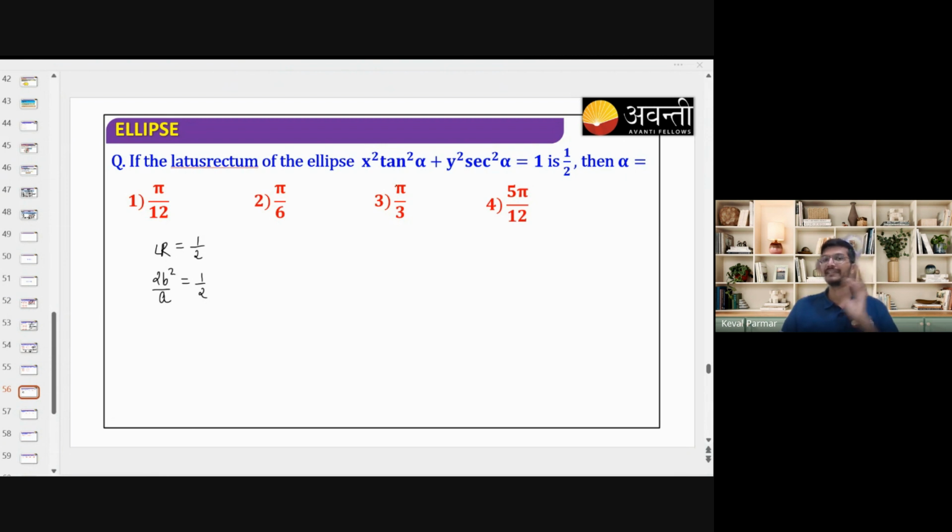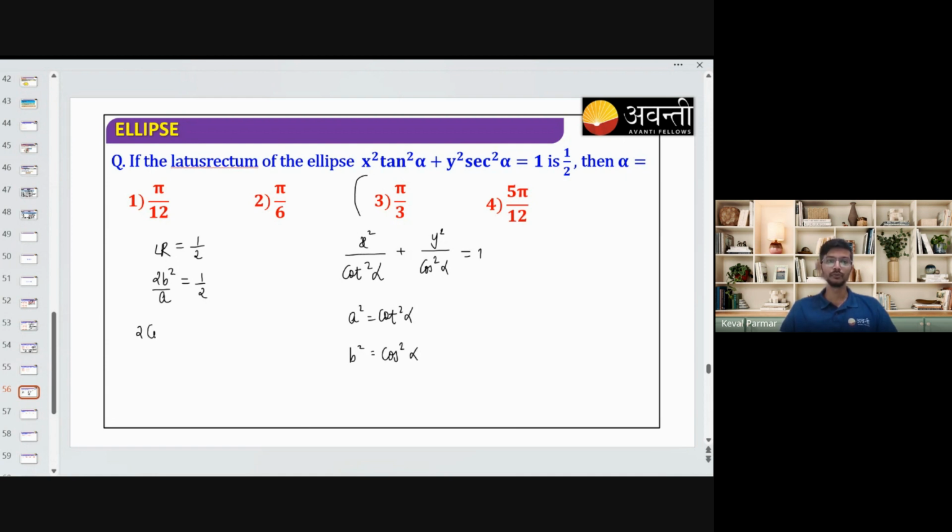Here, this is the equation of ellipse. I can rewrite it as x square upon cot square alpha plus y square upon cos square alpha is equal to 1. Mahesh, you said option three means pi by 3, right? Okay, let's see. So from here, a square is cot square alpha, if I compare with x square upon a square plus y square upon b square equals 1, and b square is cos square alpha. So if I substitute here, I'll get 2 cos square alpha upon a, which is cot alpha, equals half.